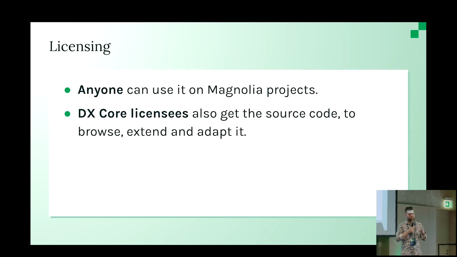And just a quick note on the licensing, even though it's not finalized yet, so that you know what's coming: the way we want to approach it is as we do with other things, that anyone would be able to use the design system of the Magnolia project. Whether those are projects for your clients, internal extensions, or anything that you are going to publish on Magnolia Marketplace. If you have a DX Core license, you will also get the source code, so you can browse, extend, and adapt the source code as you wish.